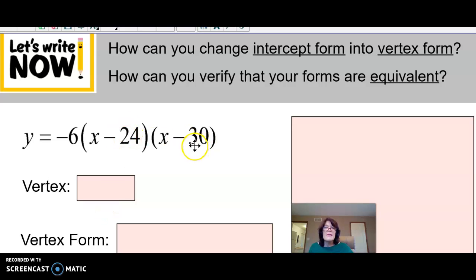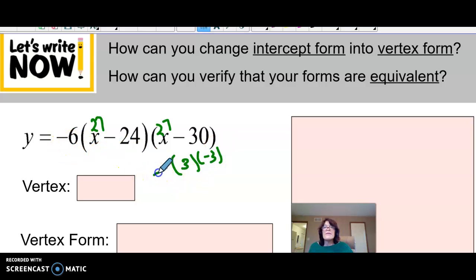Well, how do we find the vertex? Don't we add p and q together and divide by 2? Okay. So 24 plus 30, what's that, 54, divided by 2. Okay, so our x-coordinate is 27. To get our y-coordinate, I'd have to put 27 minus 24 and 27 minus 30, okay, to find the y-coordinate. So let's see, 27 minus 24 is 3. 27 minus 30 is negative 3.